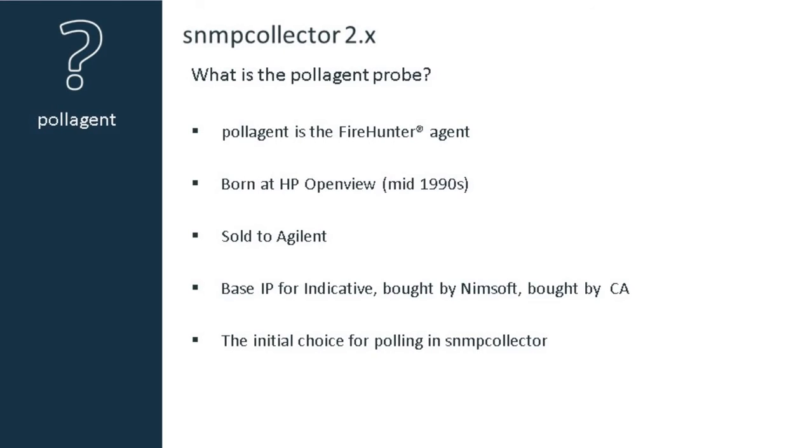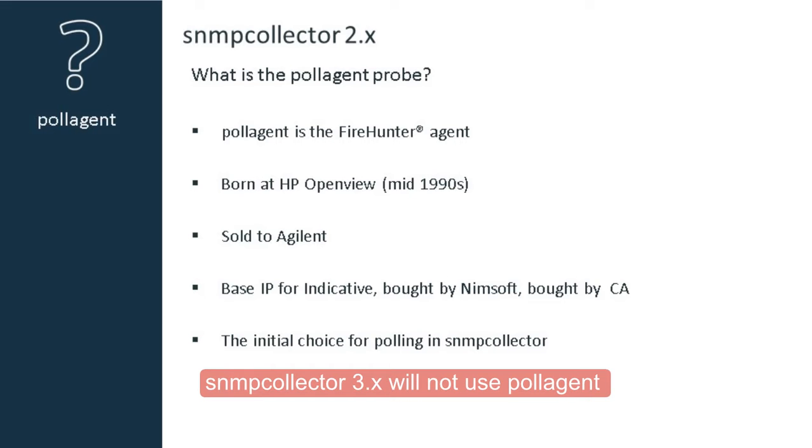To begin, if you're using SNMP Collector version 1 or 2, you are already also using pollagent. Pollagent is a second probe that actually does the SNMP polling. Please note that in version 3, there will no longer be a probe called pollagent.